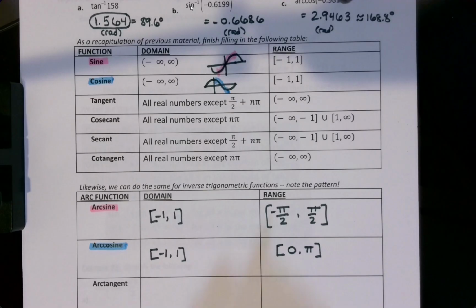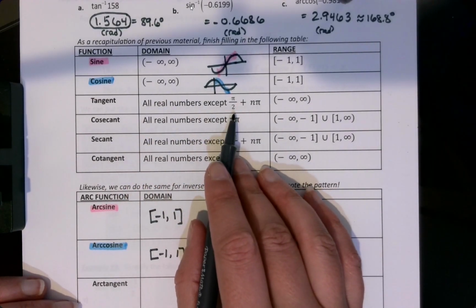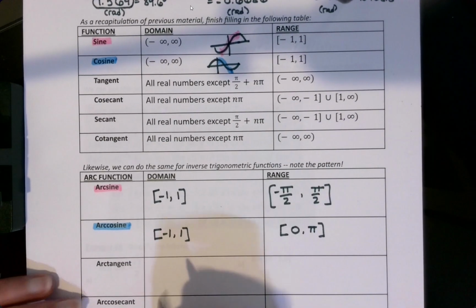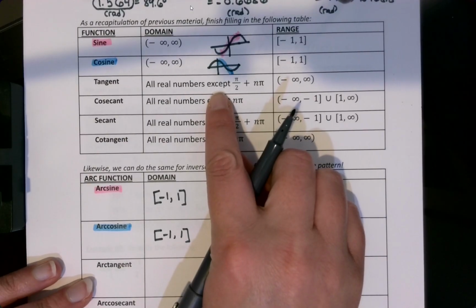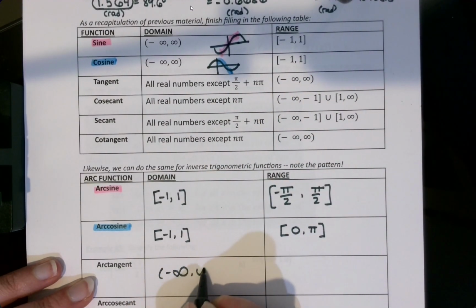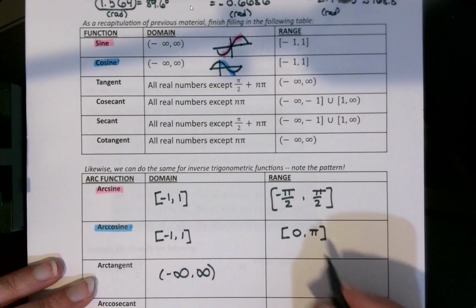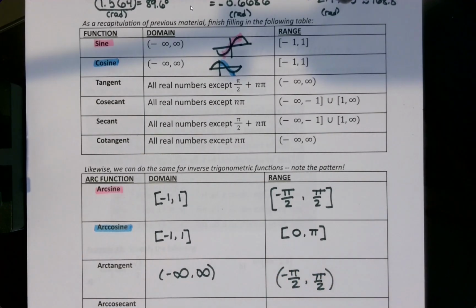For tangent, it's all real numbers except all multiples of pi halves. So it's got asymptotes at pi halves and negative pi halves. So for arctangent, the domain is going to be the range of tangent, which is -infinity to infinity. And then we're going to get that negative pi halves to pi halves, which is the distance between the two asymptotes that are closest to the origin.